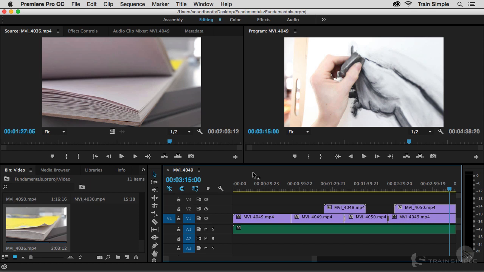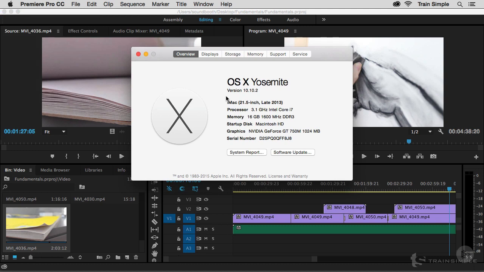The first thing is to take a look at your system's specifications. Now, I'm on a Mac, so you can do that by coming up to the Apple menu and choosing About This Mac. Here, you can see that I have a 3.1 GHz Intel Core i7 processor. You can have multiple processors, and oftentimes, processors will have multiple cores. You'll also notice that I have 16 gigabytes of memory.